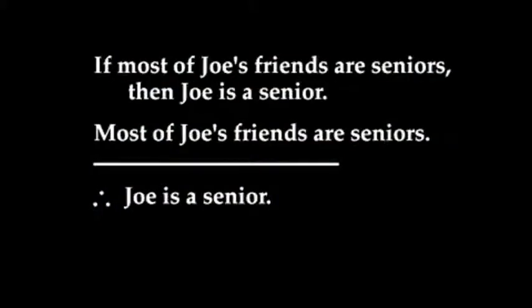For example, most of Joe's friends are seniors, so Joe must be a senior too. Well, we can make that argument valid simply by adding a conditional premise. If most of Joe's friends are seniors, then Joe is a senior too. But that just shifts all the doubts about the inductive argument into doubts about the conditional premise. So it hasn't really made us more sure of whether Joe is a senior.